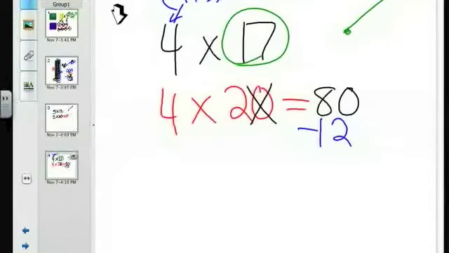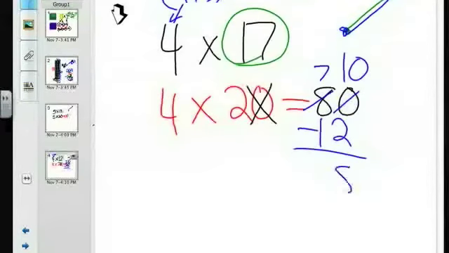So we are just going to go from here back down to here by doing 80 minus 12. So 80 minus 12, well, we can't do this. So we turn this to a 7, turn this to a 10, 8, and 6. 68 is our answer.